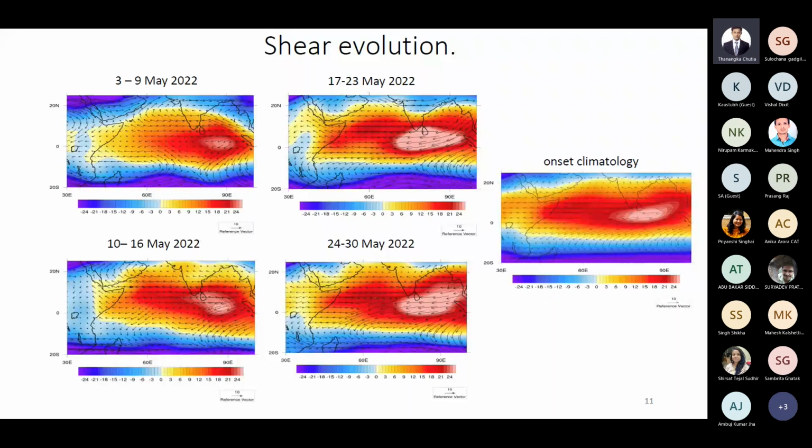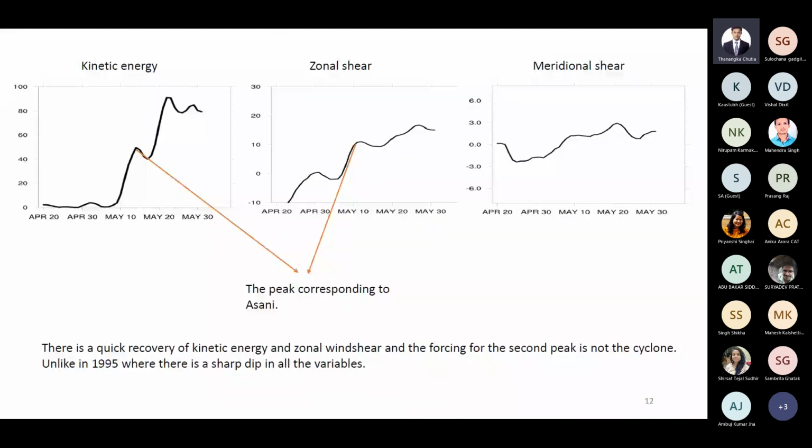So what I did was, I also plotted the kinetic energy for the 2022 case. I downloaded the data from the NCEP analysis system, but unfortunately, data is only available until 31st May, so I can only show before 31st May. I plotted it from April 28th to May 30th, and you could see this peak here corresponds to the Asani cyclone, and that peak is also present in zonal wind shear. In meridional wind shear, yeah, there is a peak, but it is not very substantial.